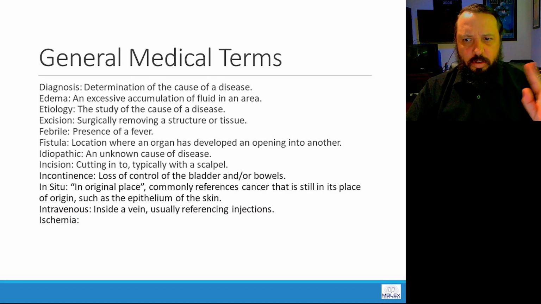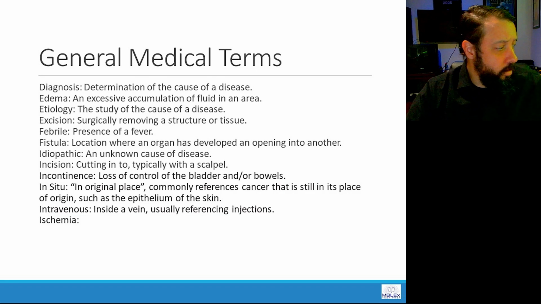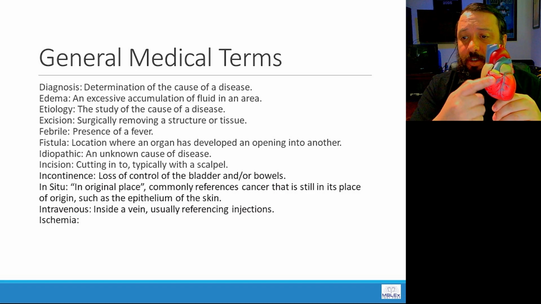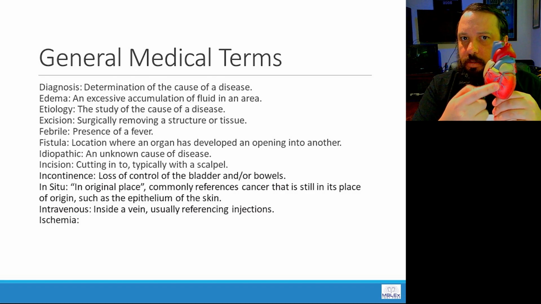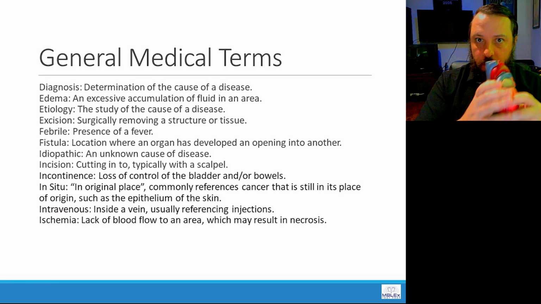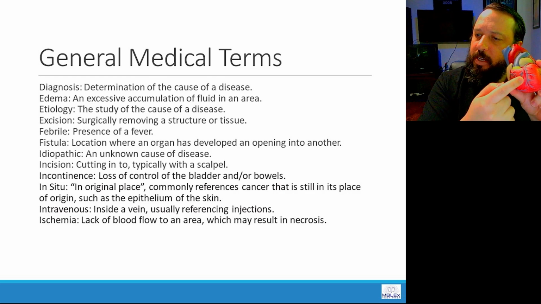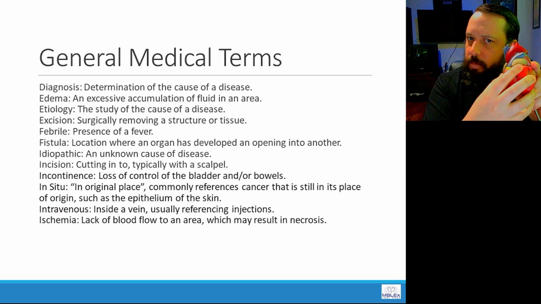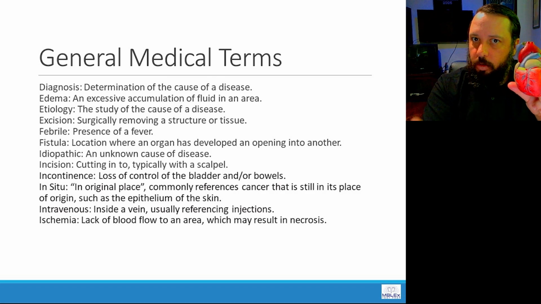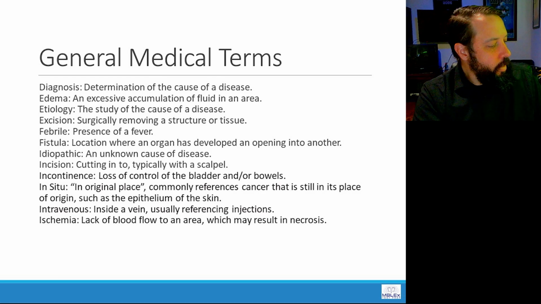Ischemia. Now this is a good one. You might experience ischemia in the heart muscle if you have a blockage in the coronary arteries somewhere. Ischemia is lack of blood flow to an area. If you have a blockage in one of the coronary arteries that supply the heart muscle with blood, you have lack of blood flow into the heart muscle, and that can cause necrosis, death of tissue, which we're going to talk about in just a bit.